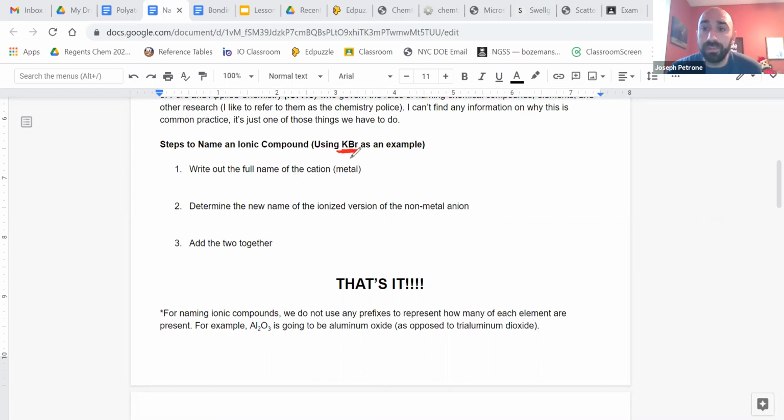So first thing we want to do is write out the full name of the cation, which is the metal. So in this case, K, if you check our periodic tables, we know K is potassium. So I'm going to write that K, potassium.